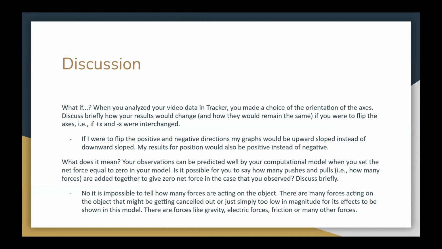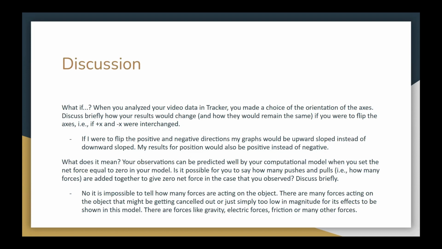All right, what if? So the what-if question for this lab is, what if we were to change the direction of our axis? If we were to flip the axis, then what we would have is our graphs, instead of being negatively sloped or downwardly sloped, they'll be positively sloped or upwardly sloped. And our position results would be positive instead of negative.